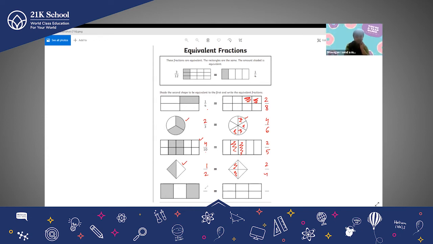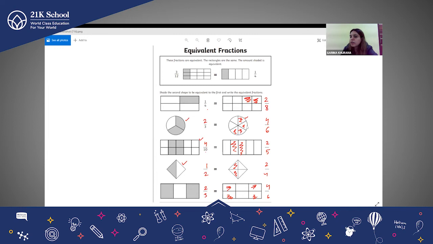And in the last part, what is the fraction? 2/3. How many shall we color here? First of all, tell me how many parts shall I color here? 1, 2, 3, and 4. So the fraction here is 4/6.